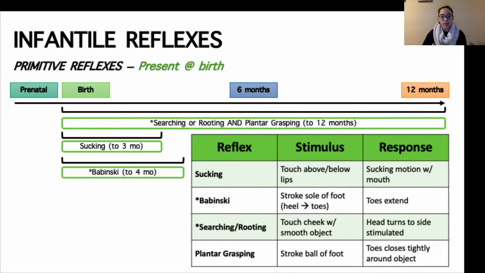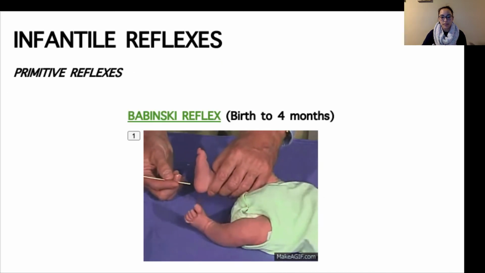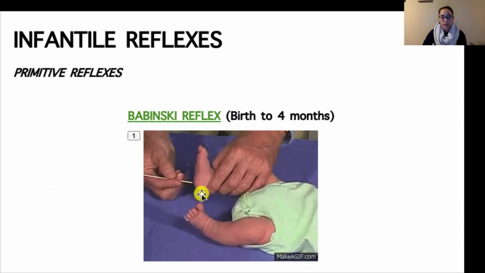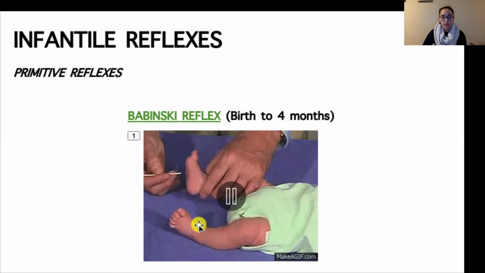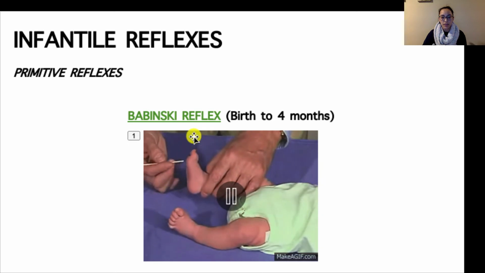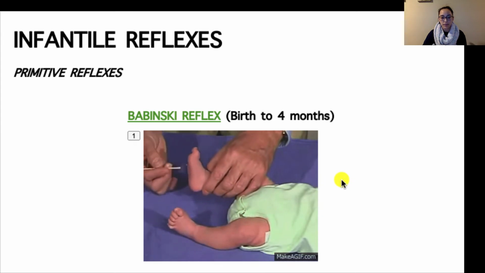Okay. So let's look at the Babinski reflex. Again, the stimulus is going to be stroking the foot from the heel to the toes. And then you can see once that stimulus is applied, the toes extend backwards.